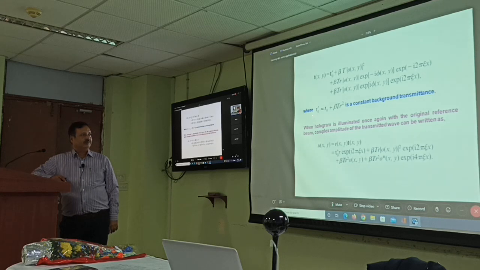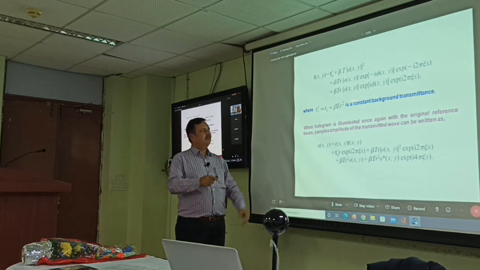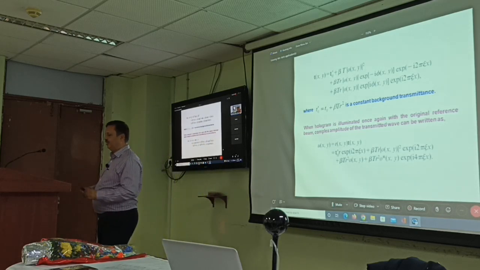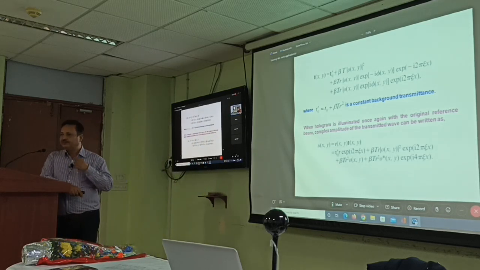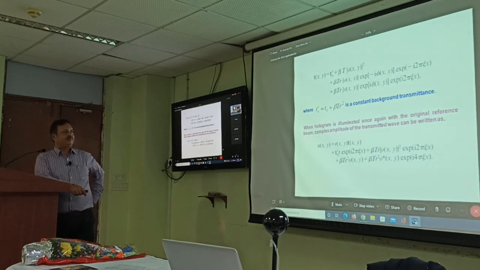Second term, where we have this T naught, T naught prime, and this term is basically a constant background transmittance. It will be introduced. Is the notation the same as in the other book? Yeah, same. I have taken the same expressions from that here in this book.